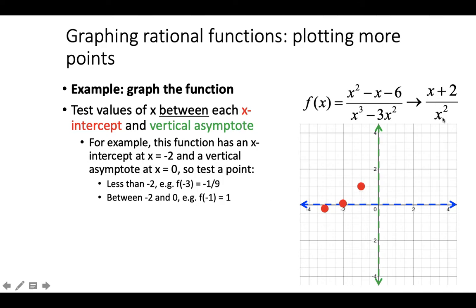If I put minus 1 here, minus 1 plus 2 means plus 1, divided by minus 1 whole squared, which means plus 1. That means 1 divided by 1, and 1 divided by 1 means 1. So we get it this way.